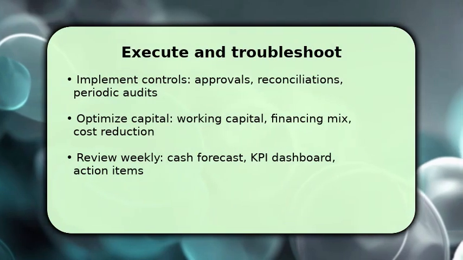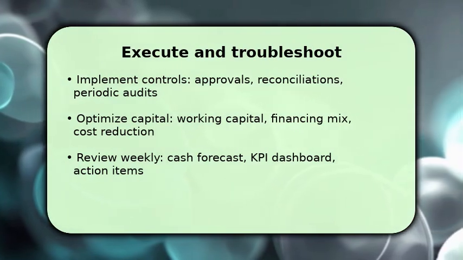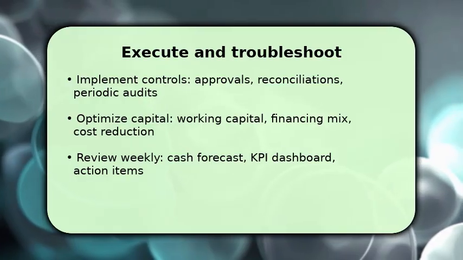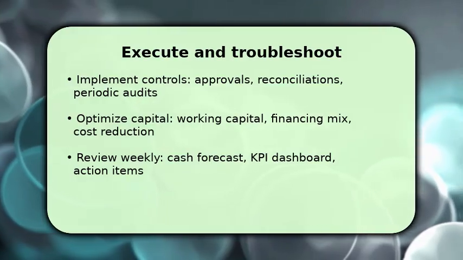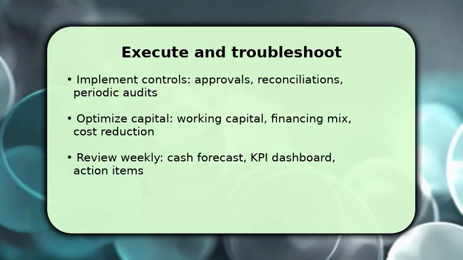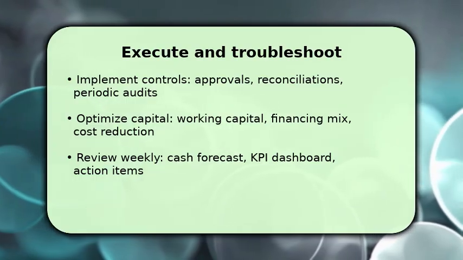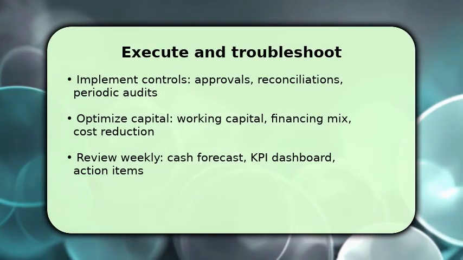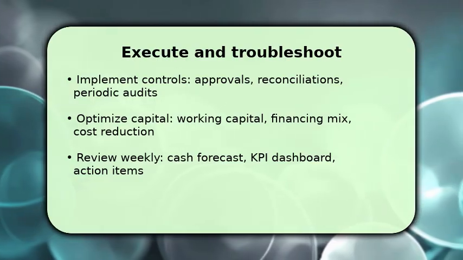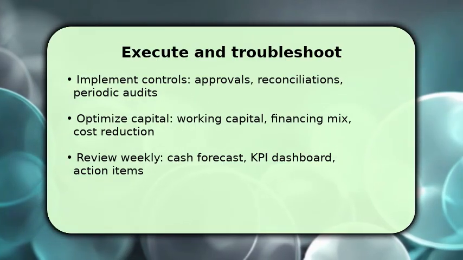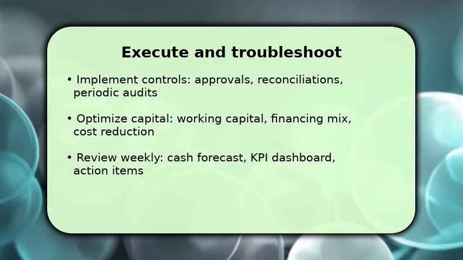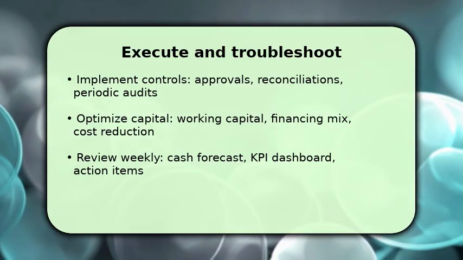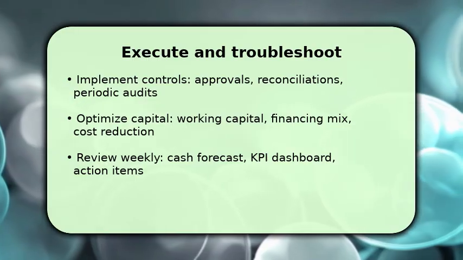Finish by operationalizing what you learned and keeping it resilient. Put controls in place: approval limits, bank reconciliations, and regular internal reviews so errors don't compound. Once implemented, optimize capital structure and working capital, trim slow inventory, tighten receivables, and choose financing that fits cost and flexibility. Make sure to run a weekly cash forecast and KPI dashboard to catch issues early.